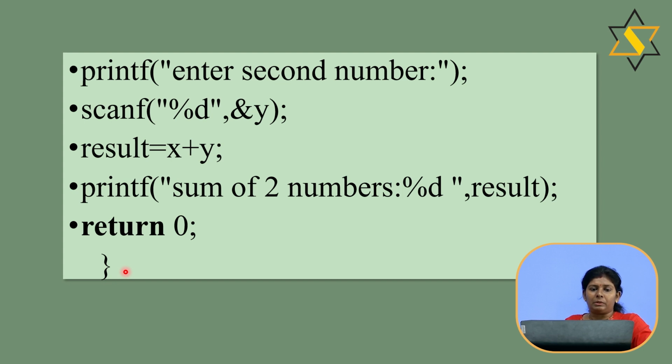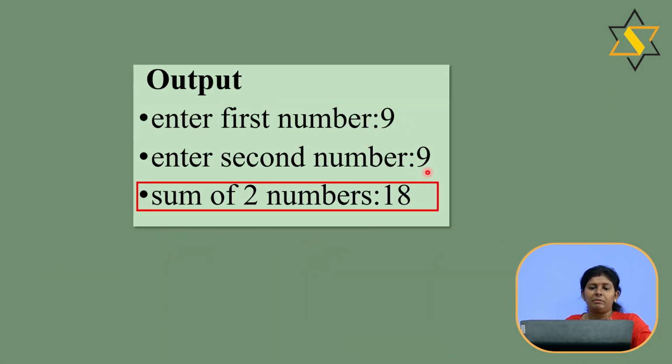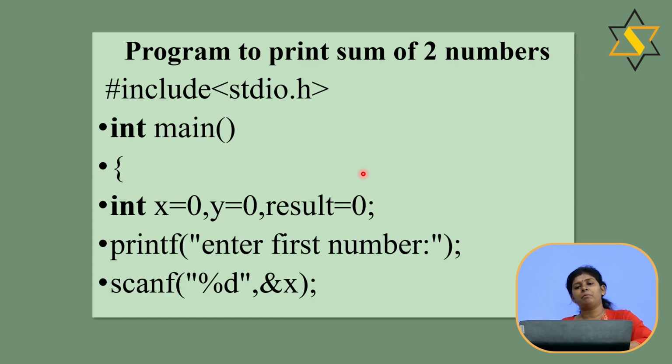And then return 0 and close the program. Here, enter first number, I am entering 9, and second number I am entering 9, and the sum of two numbers is 18. So this is the sample program, a very simple program, and we already showed it in Code::Blocks, how to add two numbers.